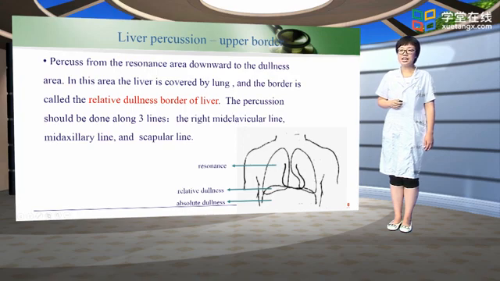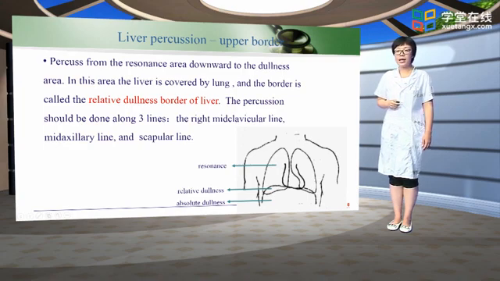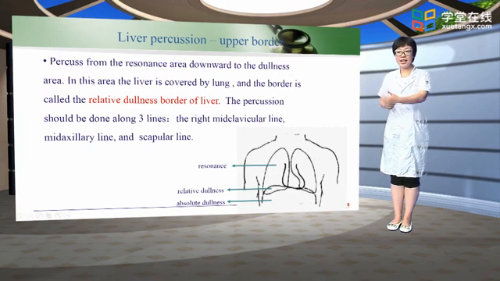The percussion sound in the lung area is resonance. So we percuss from the lung resonance area downward. Then the sound changes into dullness. In this area, the liver is partly covered by lung, so the level of changing sound is called the relative dullness border. The percussion should be done along three lines: the right midclavicular line, midaxillary line, and the scapular line.